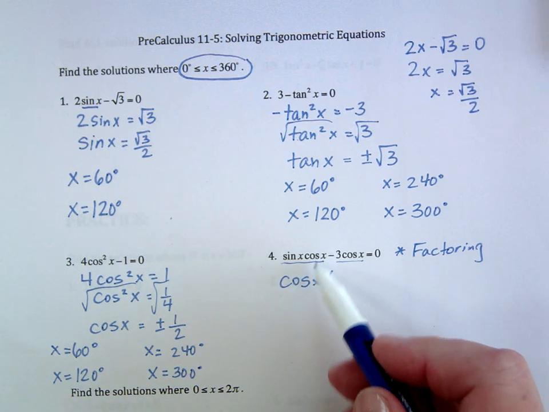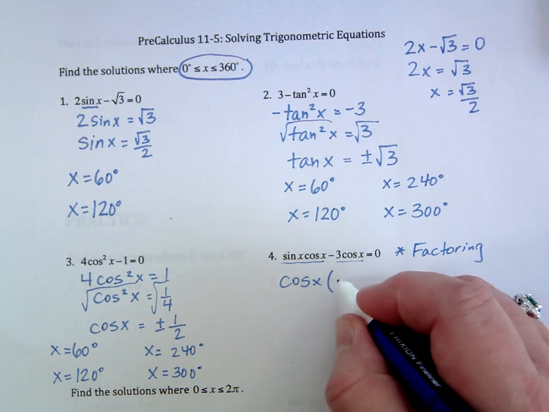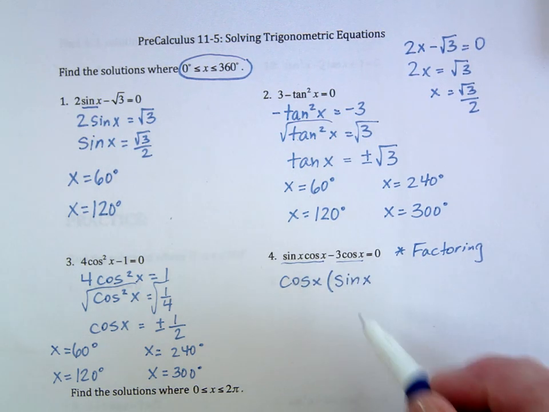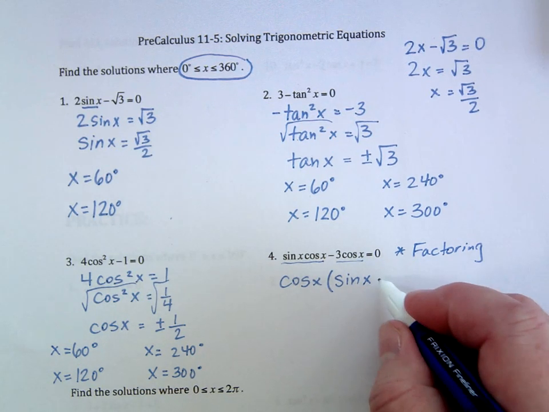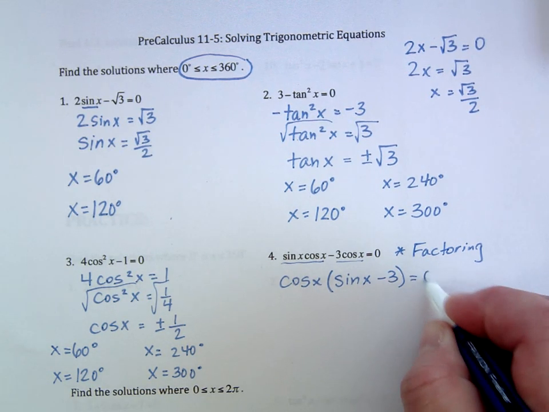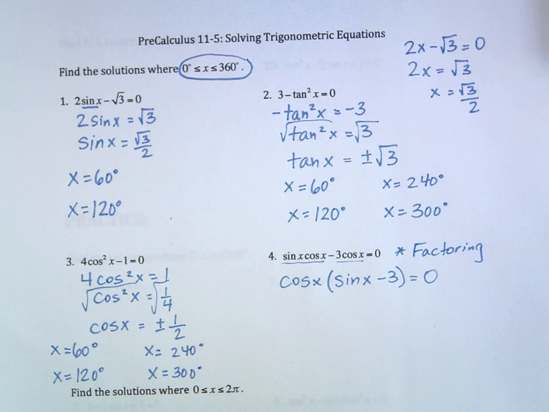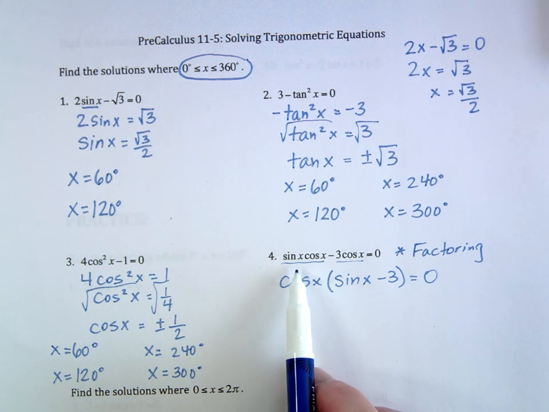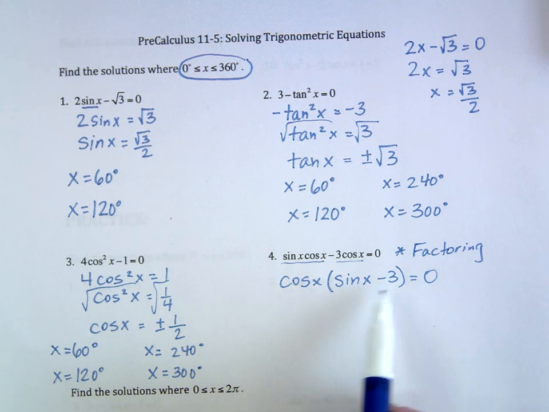If I take the cosine away from this first term, that leaves me with a sine. If I take a cosine out of this, I'm left with a minus 3. Now check yourself. FOIL that or distribute that back and see if you get what you started with. Cosine times sine is sine cosine. Cosine times negative 3 is a negative 3 cosine. So you distribute it back and you know you got the right stuff.